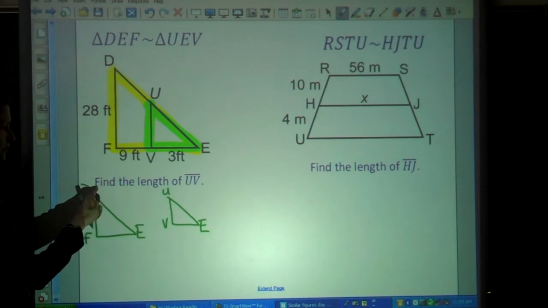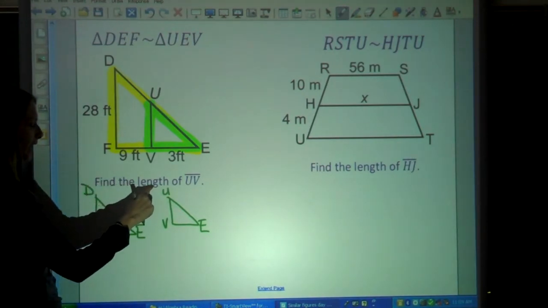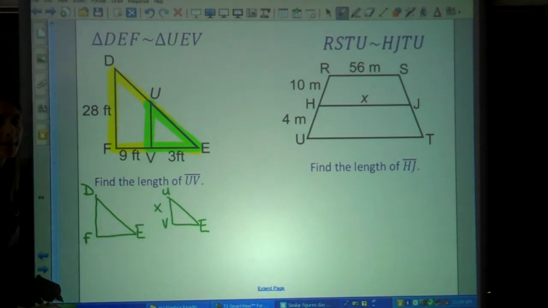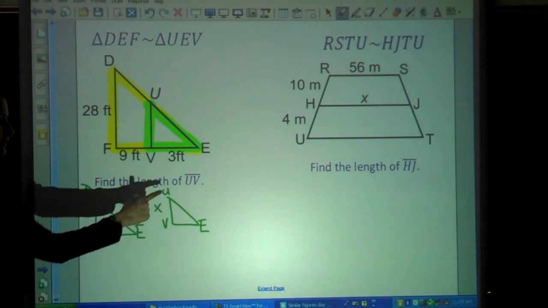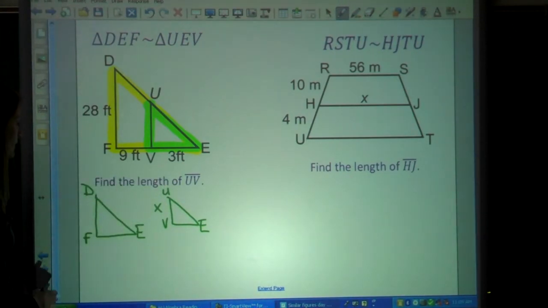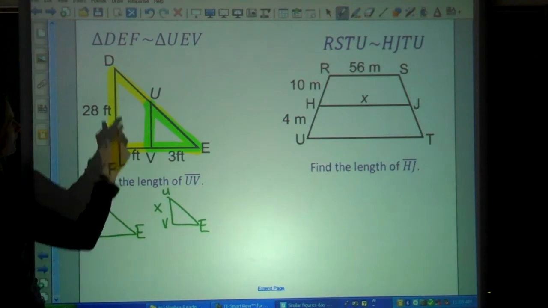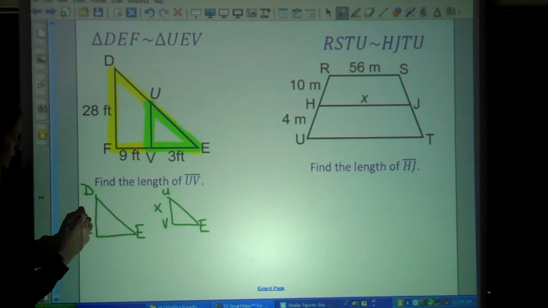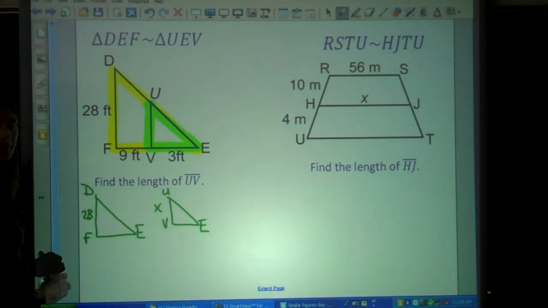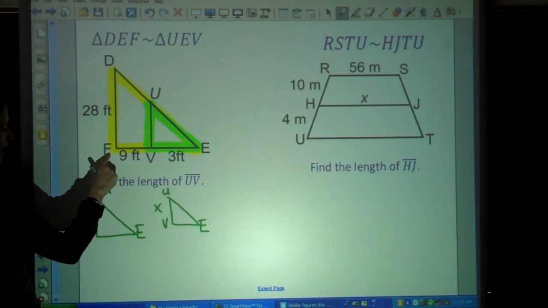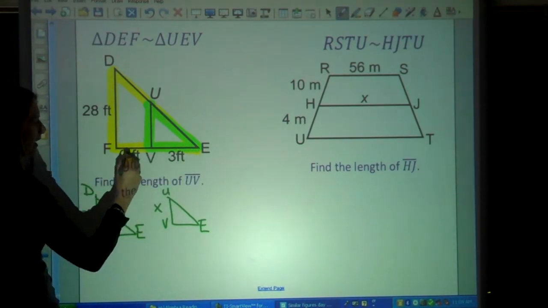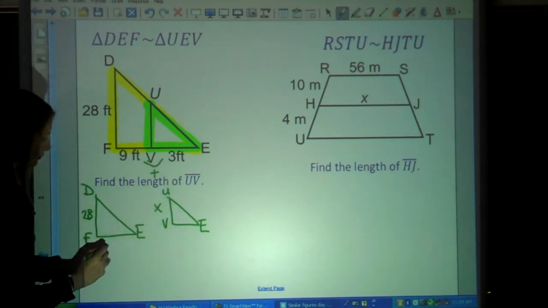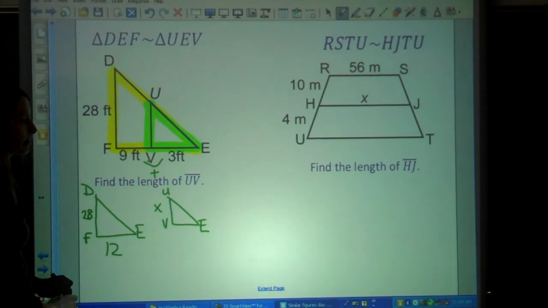Now this question is telling me to find the length of UV. Here is UV, so I'm going to put an x there, because that's the one I'm trying to find. And I see that DE, I don't know the measurement, DF is 28, so I'm going to write a 28 there. And FE is the 9 and the 3 feet, so I'm going to have to add them together. And 9 plus 3 gives me 12 feet.